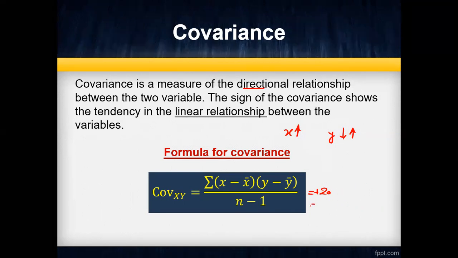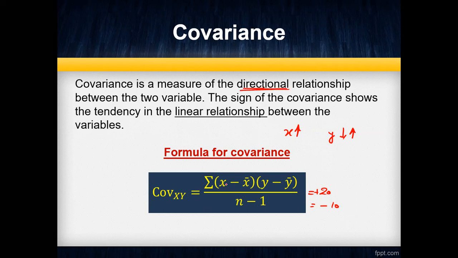But if we get a negative answer, suppose we get an answer of -10, this indicates that as x increases, y will decrease. So there is an inverse association between x and y. Covariance just tells us about the direction of the data.